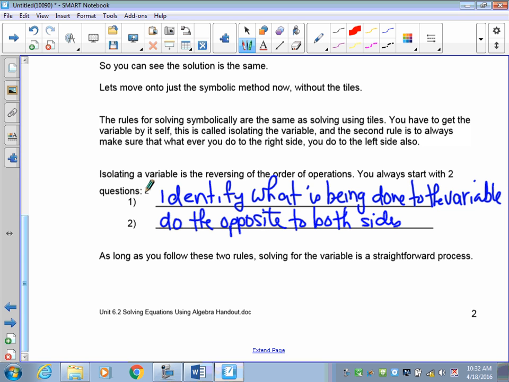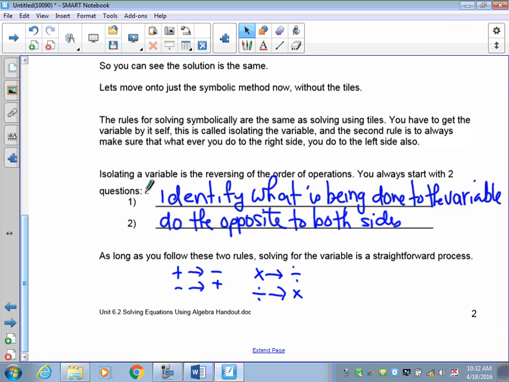Okay? Now, if you don't remember, the opposite of adding is subtracting. The opposite of subtracting is adding. The opposite of multiplication is division. And the opposite of division is multiplication. So whatever you see happening, just do the opposite to it. Okay, let's take a look at the next page.